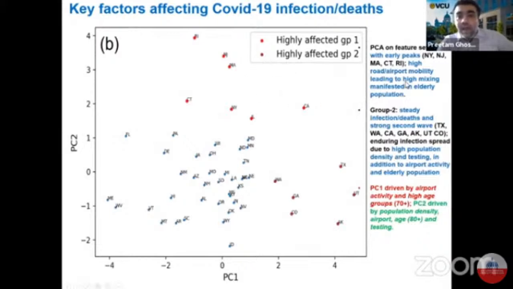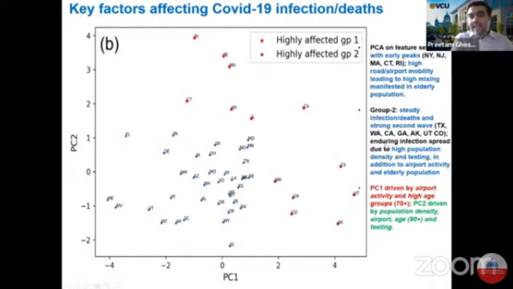You'll see group 1 states are the ones that showed high early peaks in the United States. So New York, New Jersey, Massachusetts, Connecticut, and Rhode Island, these were the states showing very early peaks. Okay, group 2 states, they were showing steady infection counts towards the beginning, but they had a very strong second wave. So these are your Texas, Washington, California, Georgia, Arkansas.